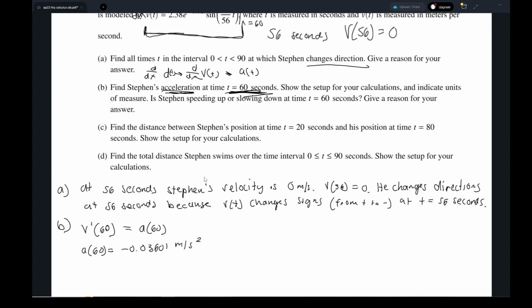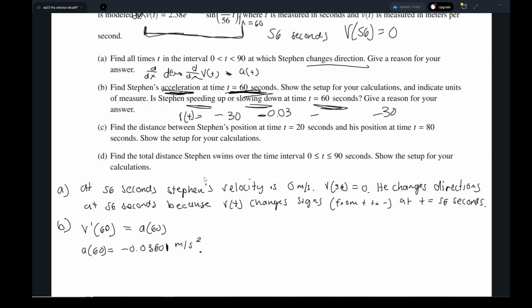We found his acceleration and we proved why that's his acceleration. Now we need to tell whether he's speeding up or slowing down at t equals 60. What matters here is the direction he's going in. So really, his velocity is decreasing by 0.03601 meters per second every second. But if his velocity is already negative, so if his v of t is like negative 30, and every second it's decreasing by 0.03, that means his speed is increasing.